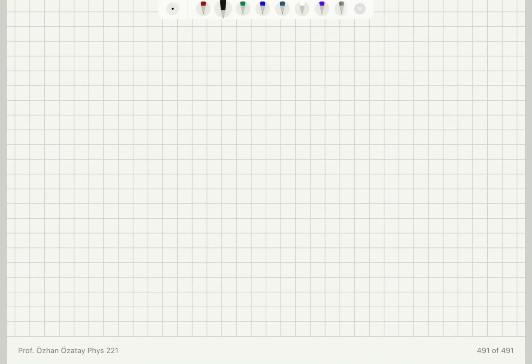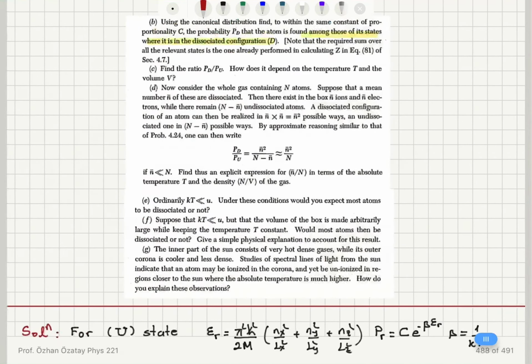Now let's move on to part D. Now consider the whole gas containing capital N atoms. Suppose that a mean number of these are dissociated, N bar dissociated. Then there exist in the box N bar ions, N bar electrons, while the remaining capital N minus N bar are undissociated.